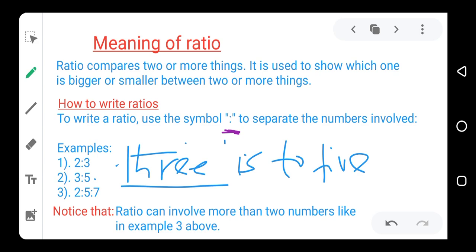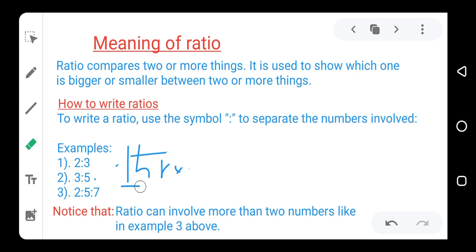So that is how to write or read ratios. Now, you can also see that a ratio can compare more than two things, like in this example 3:2:5:7. We have three things that it is comparing here, but in the first and second examples, we are comparing two things, but in the third one, we have three things that we are comparing: 2:5:7.